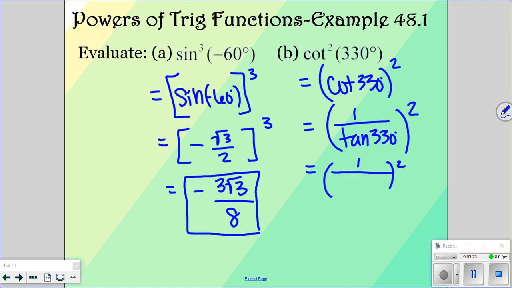The tangent of 30 degrees is going to be 1 over square root of 3. And we're in the 4th quadrant, so tangent is negative. So when we do 1 over negative 1 over square root of 3, that's negative square root of 3, and then squared. So negative squared is positive, and square root of 3 squared is 3. So that would be the answer for that one. So that's how you can do powers of trig functions.